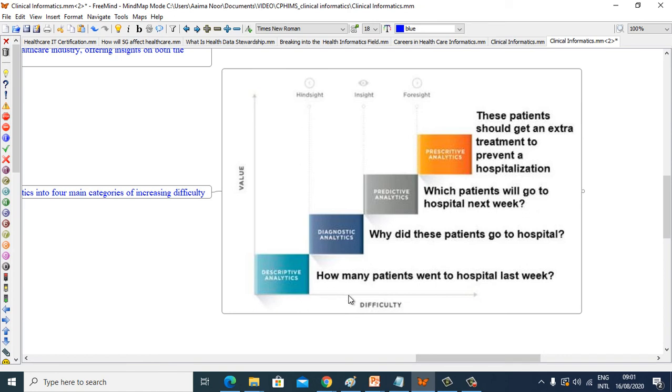Descriptive analytics: how many patients went to hospital last week? Diagnostic analytics: why did this patient go to hospital? Predictive analytics: which patient will go to hospital next week? And prescriptive analytics: these patients should get an extra treatment to prevent hospitalization.